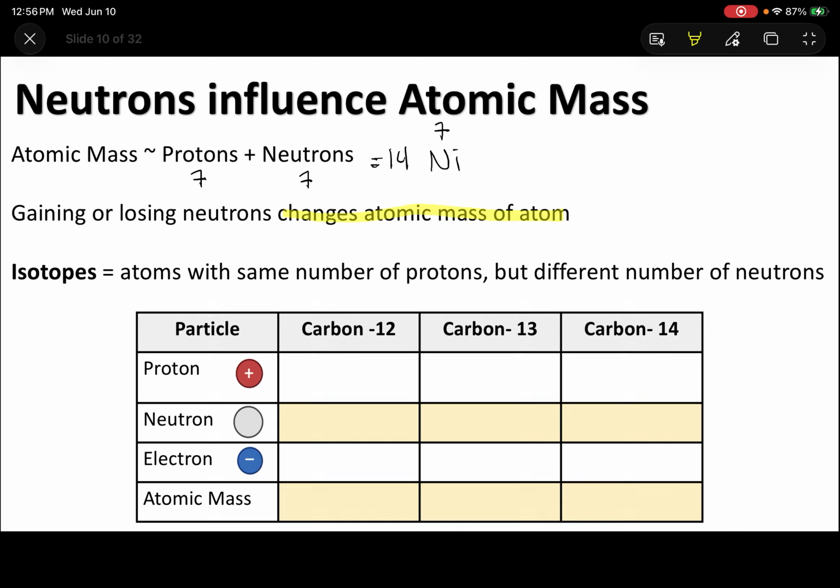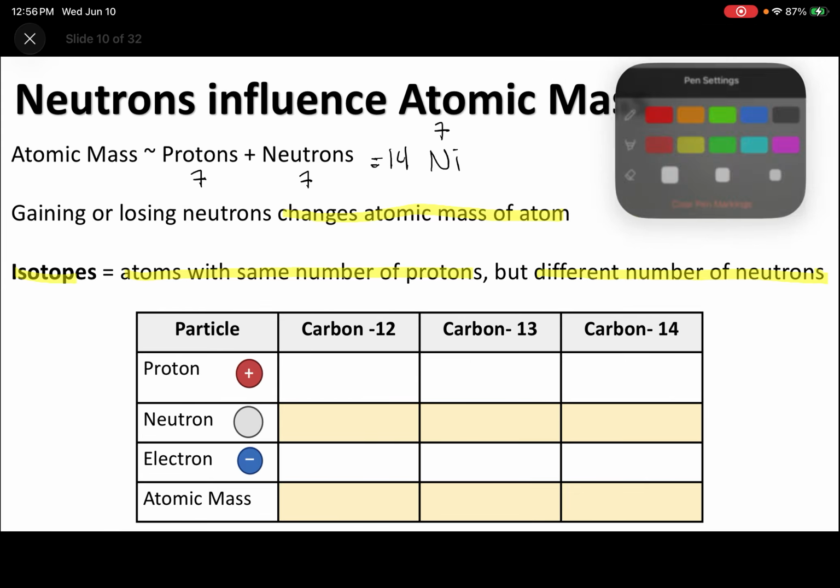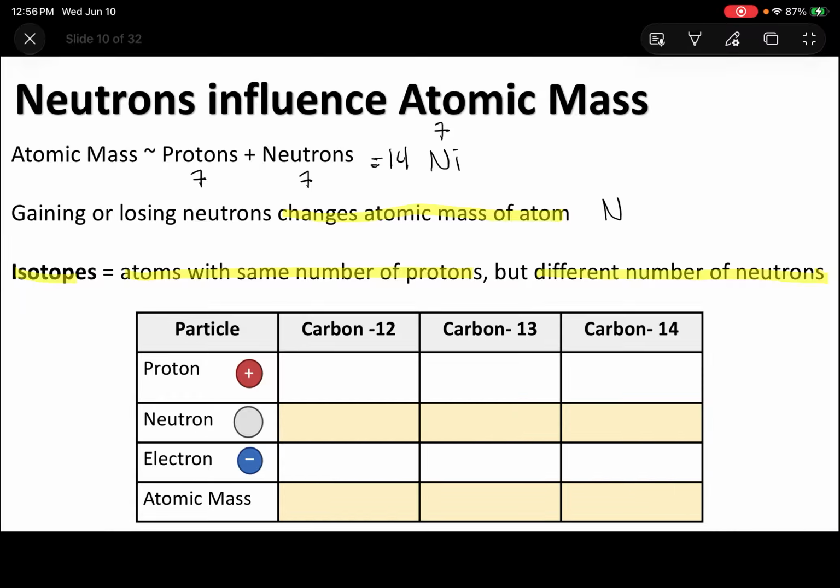So this is something that naturally occurs. This is something we can see in nature. We see these special elements that have changes to their number of neutrons. And when this happens, we call it an isotope. And an isotope is defined as atoms with the same number of protons but different number of neutrons. And we denote isotopes by putting the name. So say we're talking about nitrogen, right? Nitrogen usually weighs about 14. However, if we add a neutron, we can then call it nitrogen 15, and so on and so forth.